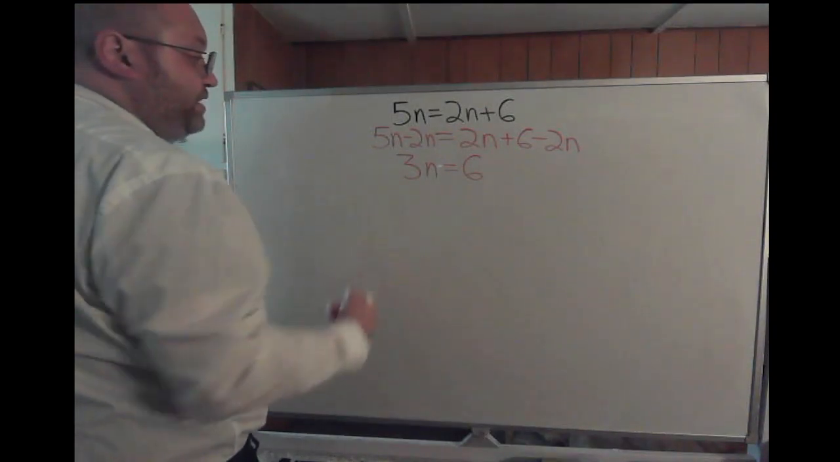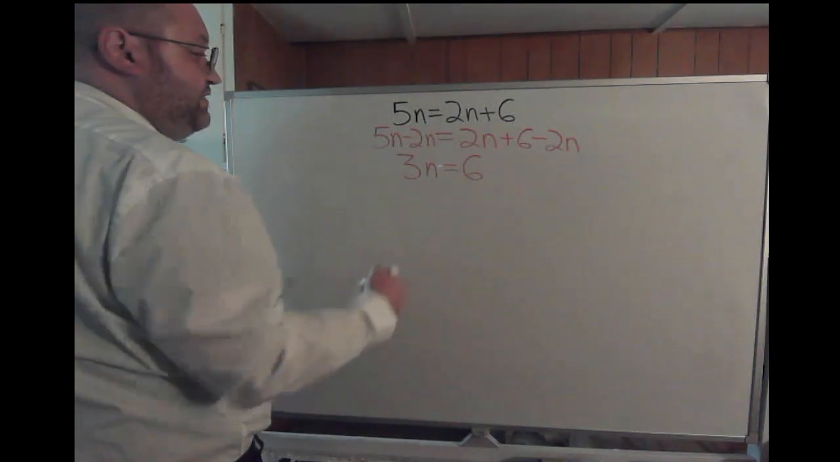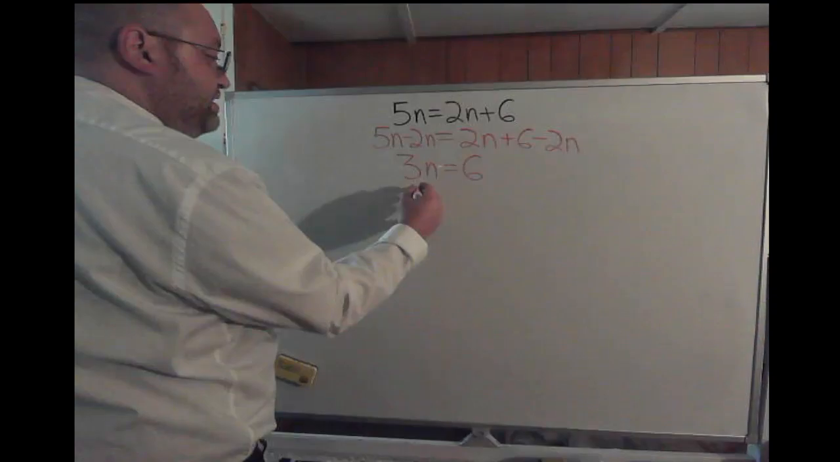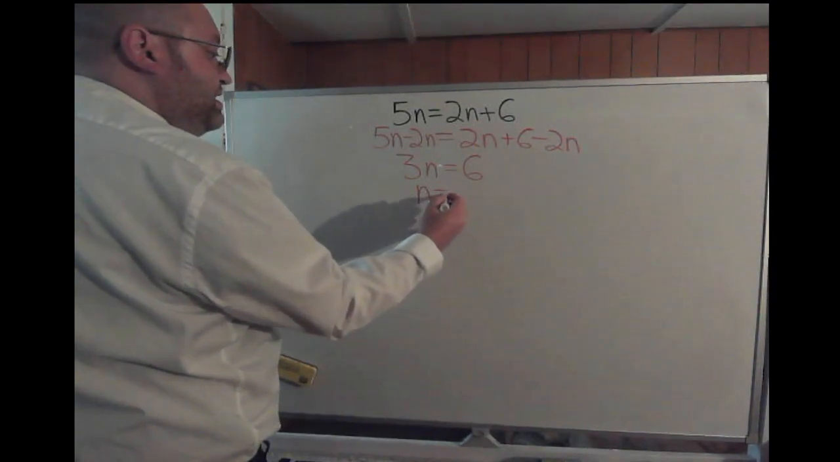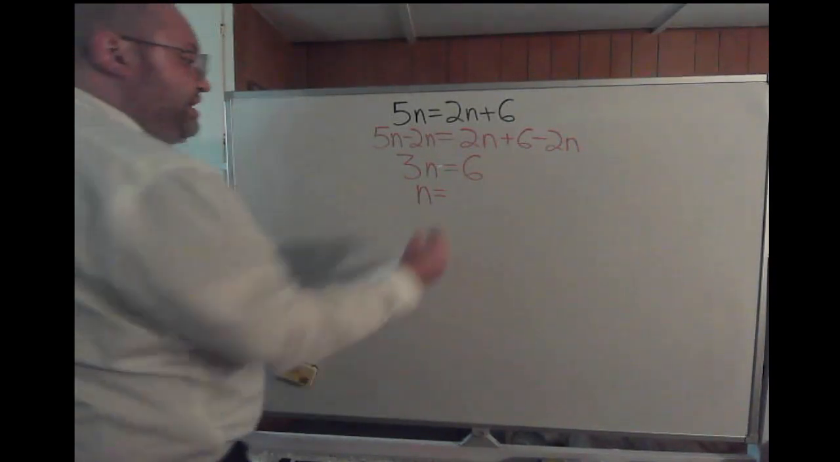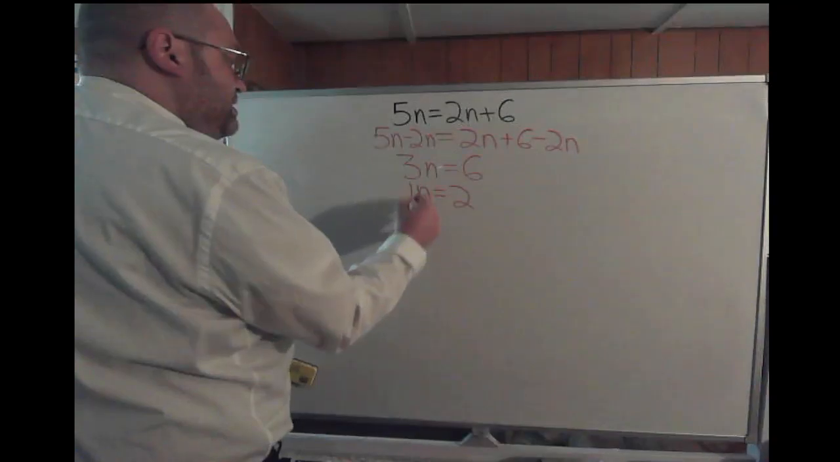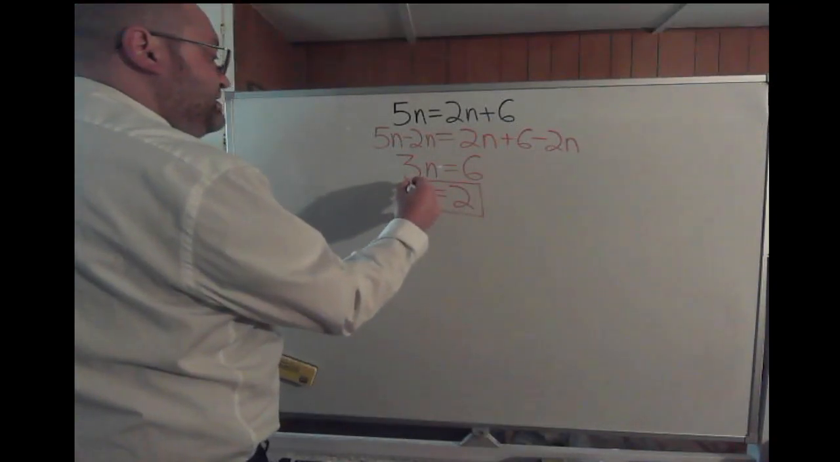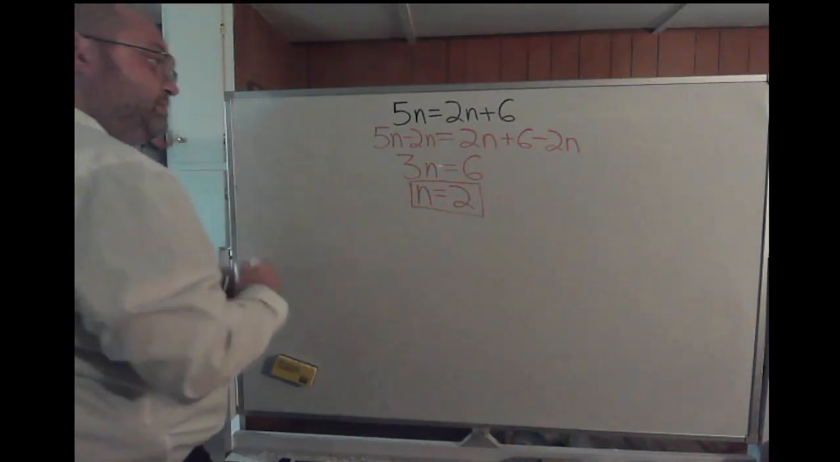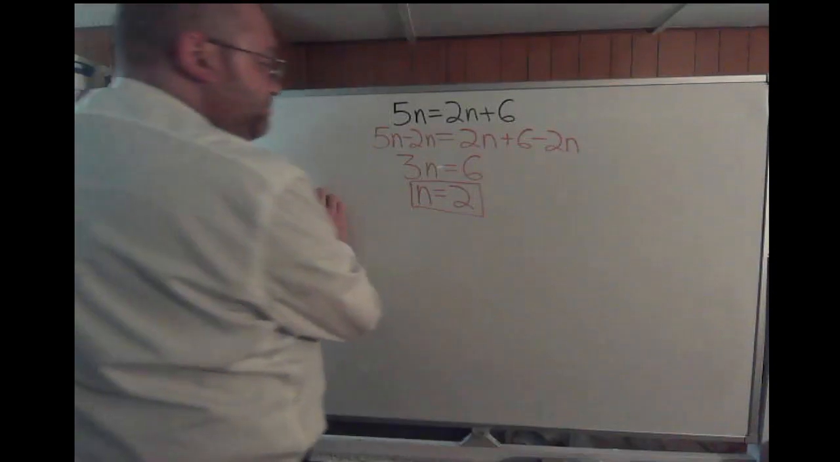Of course, we've got 3n, we just want to solve for n. You've got to divide both sides by 3. Divide the left side by 3, you get n. The right side, 6 divided by 3 is 2. So the answer you should get is n equals 2. And I've got more examples.